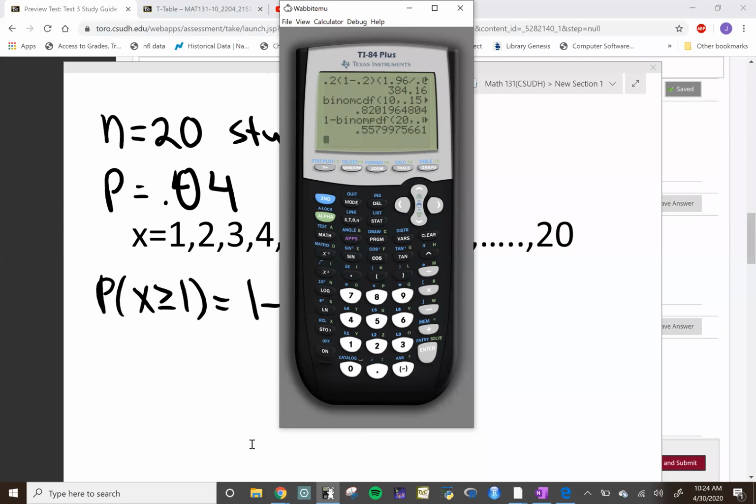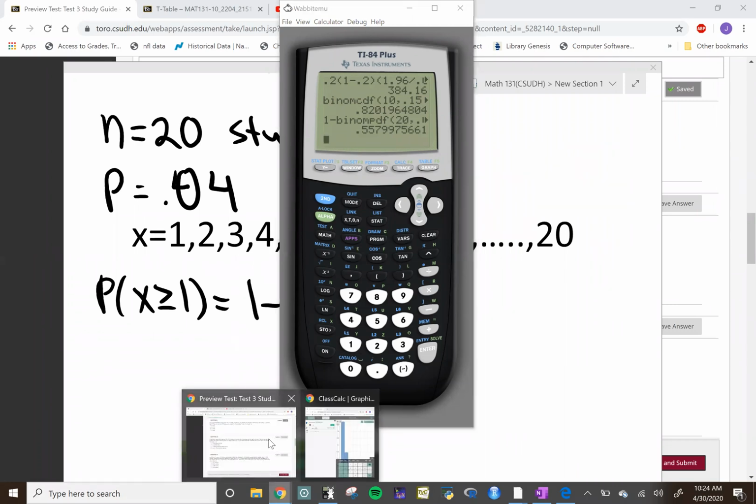I think it's more complicated using the TI than the actual problem. Yeah, because at least with the class calc, you could easily put the range. But if you have the TI-84, this is the way you want to do it in the TI-84. Right. So up next, I'm going to do problem number 2.